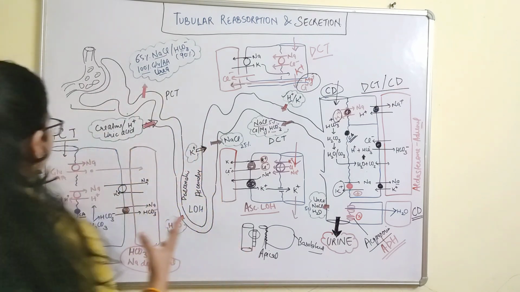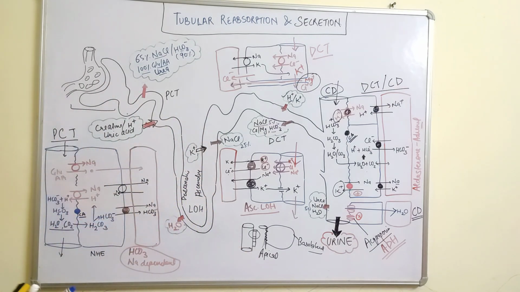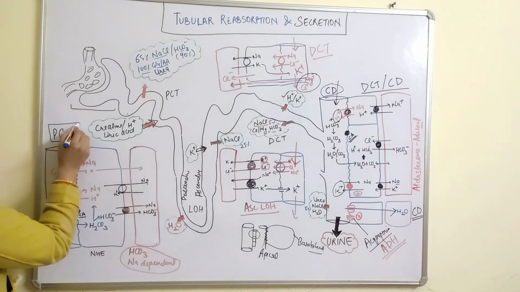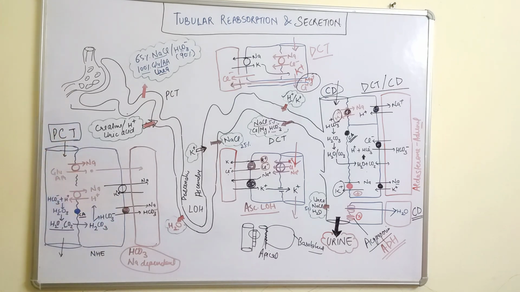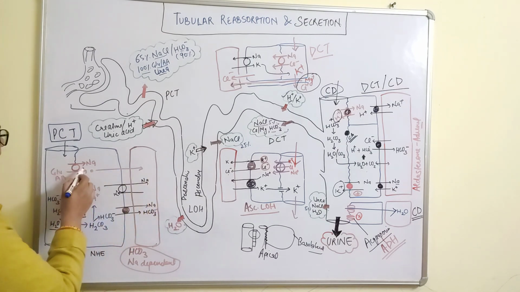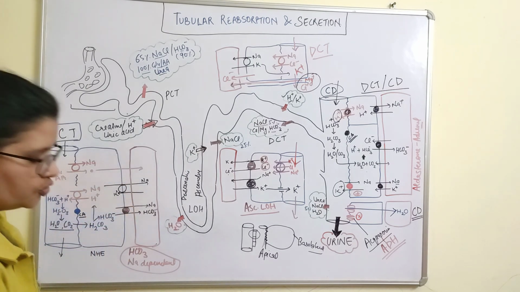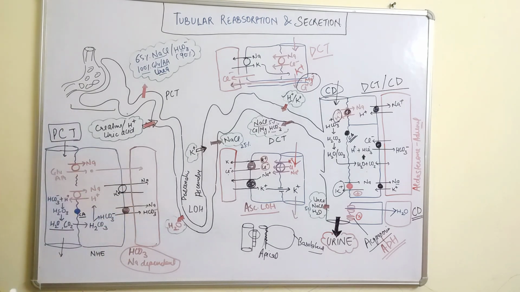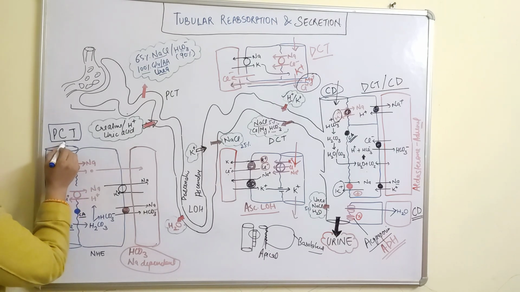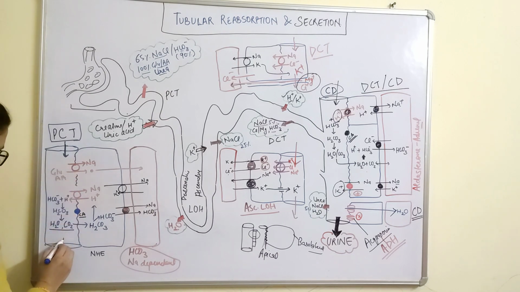So we have to start with the PCT. First of all, this is the PCT. What is PCT? Proximal convoluted tubule. On the apical membrane, I have drawn every channel in red color, and on the basolateral membrane in black color, to make it very different. Fine. So this is the lumen where the filtrate is coming, and the filtrate is passing to the next segment.